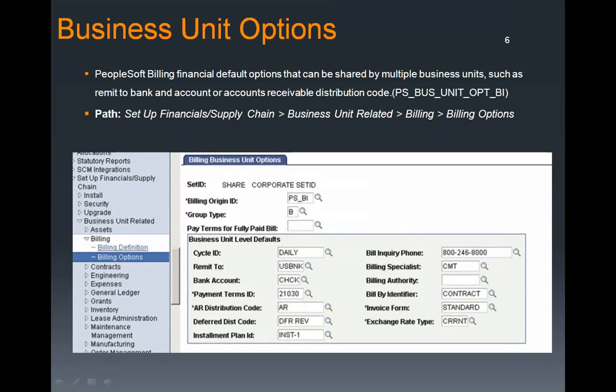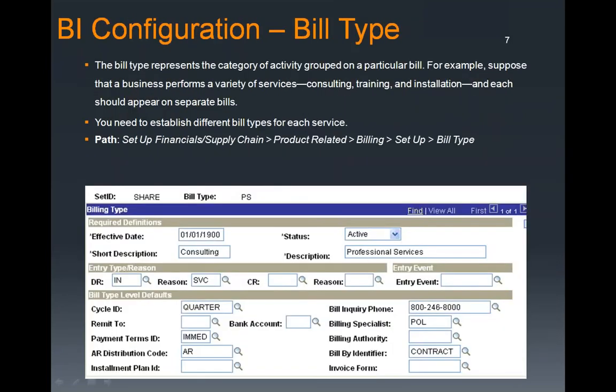And you see the bill by ID. Bill by ID is the main thing: how the invoice will be created. This bill by ID will be useful when you are getting invoices from an external system, that is, from files. Bill type is what type of bill you are creating, whether it is a manufacturing bill, a wholesale bill, or a retail bill; that should be specified when you are creating the bill. At the bill type level also you will see all the options in this business unit: cycle ID, bank account, payment terms, all this.